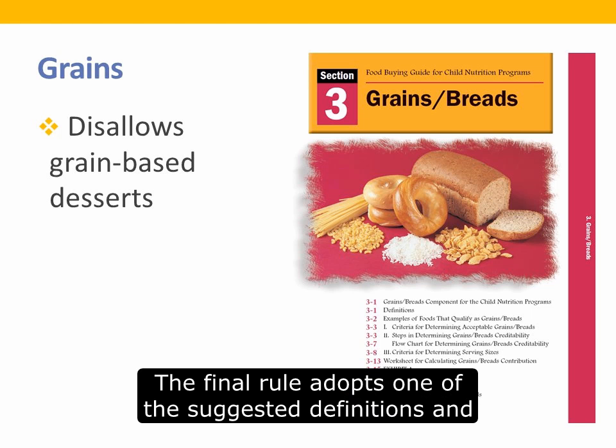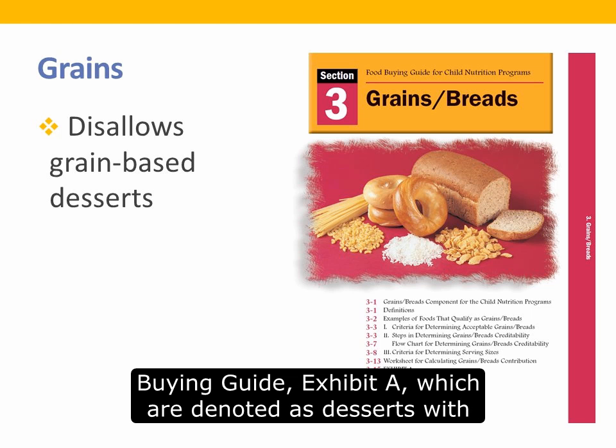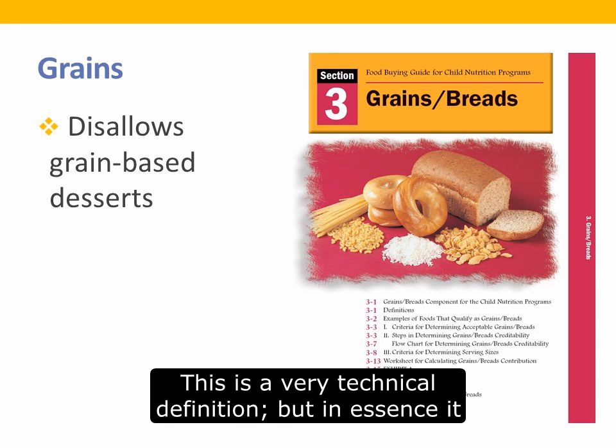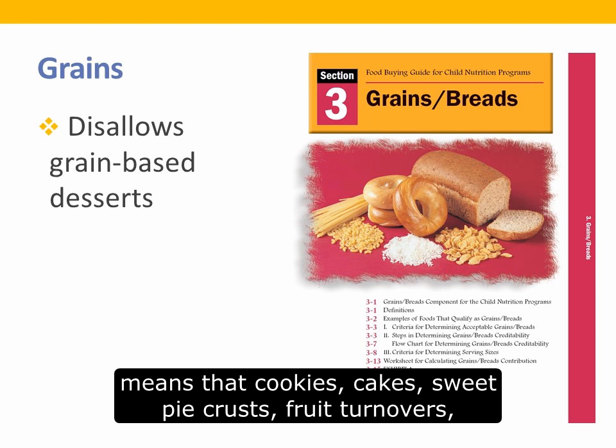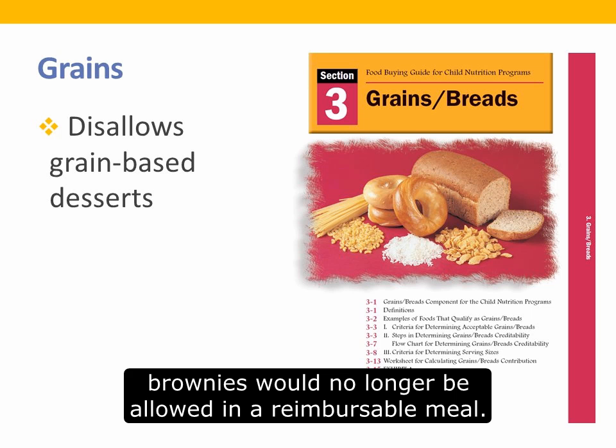The final rule adopts one of the suggested definitions and defines grain-based desserts as those foods in USDA's Food Buying Guide, Exhibit A, which are denoted as desserts with superscripts 3 and 4. This is a very technical definition, but in essence, it means that cookies, cakes, sweet pie crusts, fruit turnovers, donuts, granola bars, toaster pastries, sweet rolls, and brownies would no longer be allowed in a reimbursable meal.